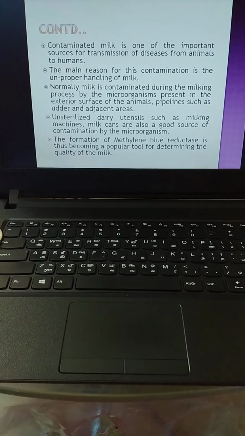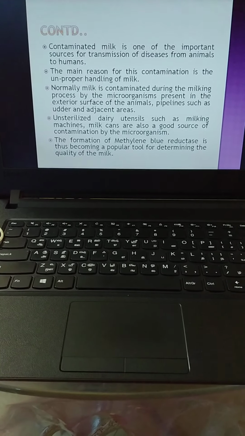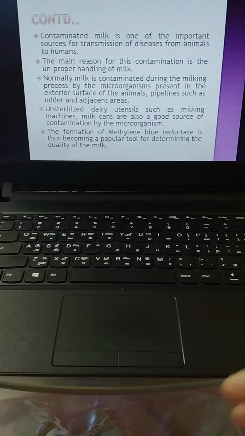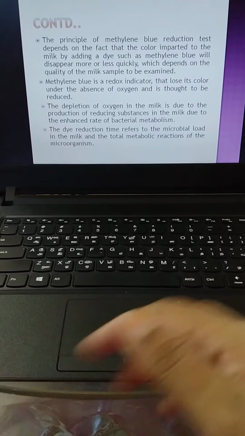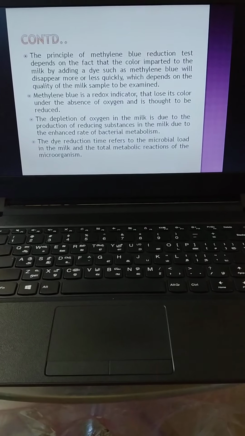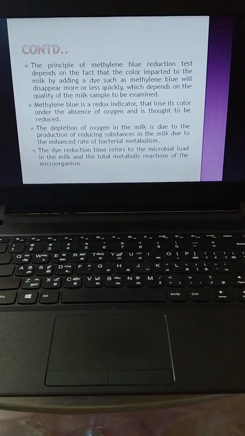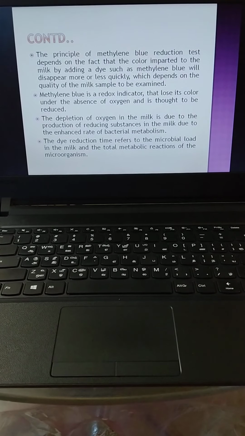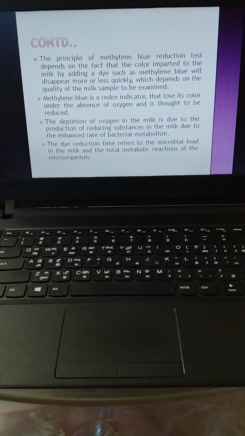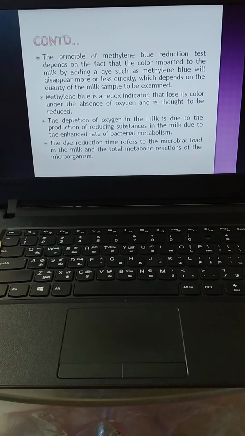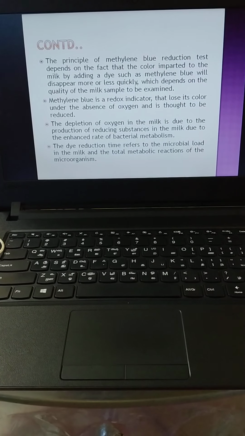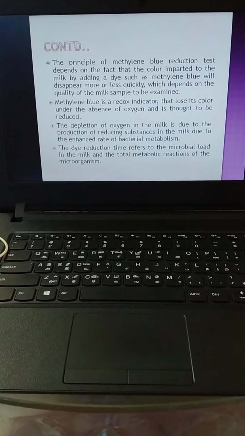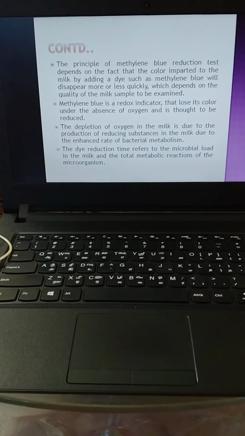Here we are going to make use of the methylene blue reductase test. Based on this test, we are going to analyze the quality of the milk sample being considered. The principle used in this test depends upon the color imparted to the milk when you add a dye such as methylene blue, and whether the color disappears quickly or takes more time. Depending upon that, the quality of the milk sample can be examined.